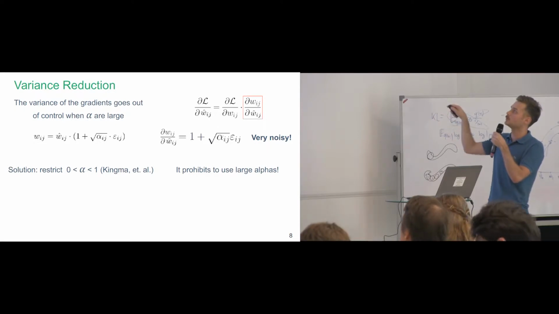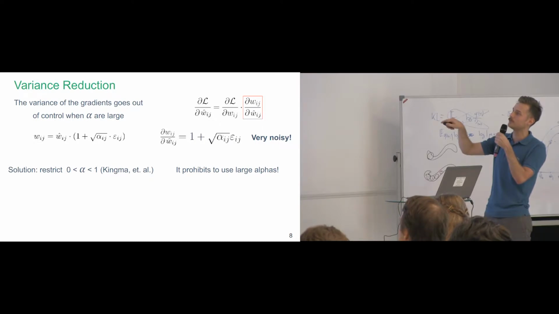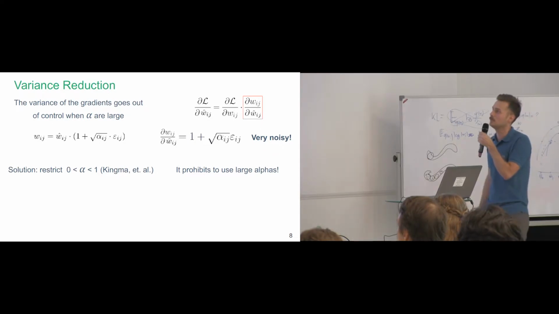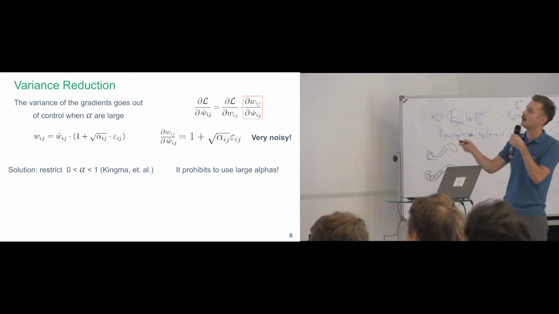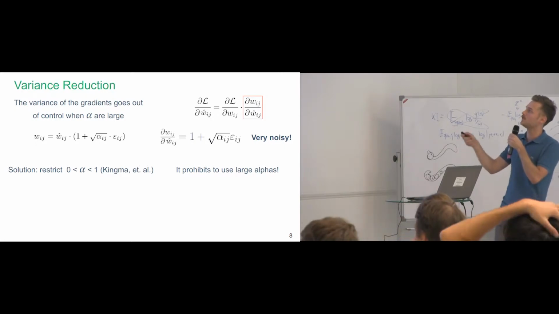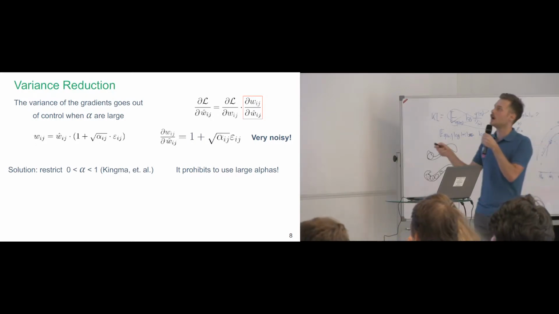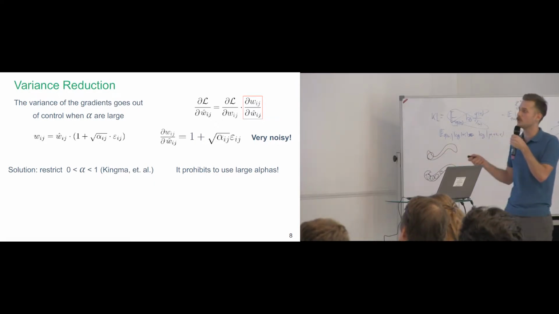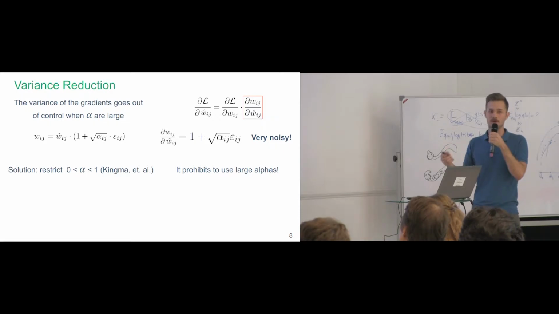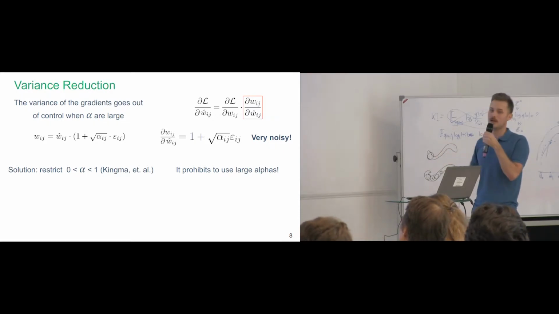And we want to take the partial derivative of this formula with respect to Wij hat, the mean of our distribution. Okay? We take this derivative and we see that this term is very noisy. The larger alpha we have, the larger noise we have. So at some values of alpha, we just have a random walk.